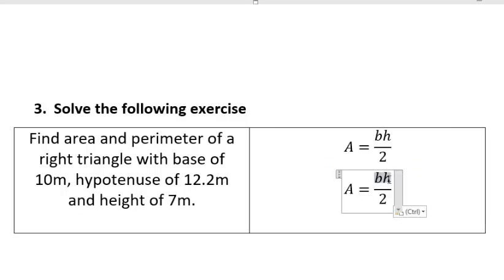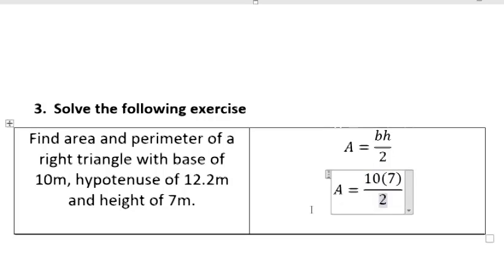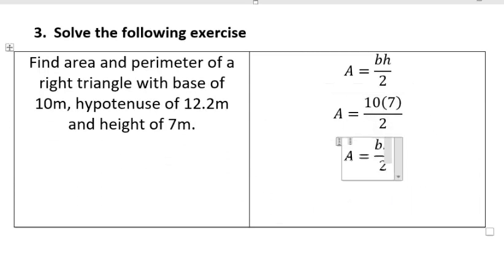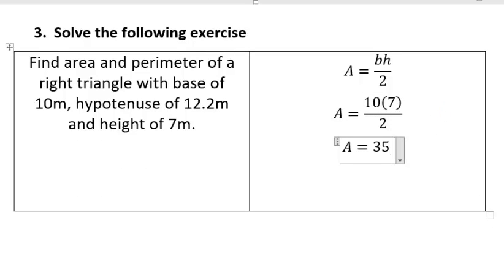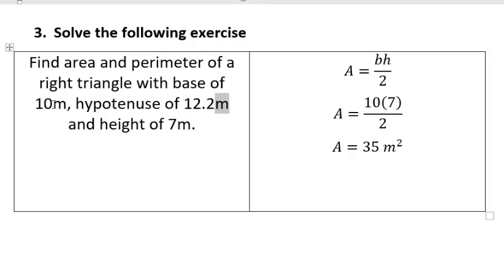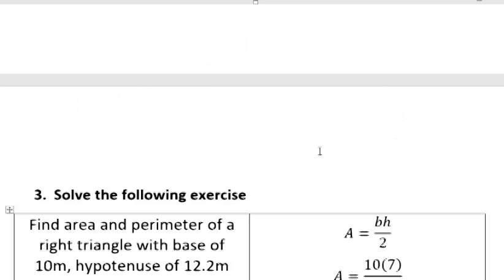The base in this case will be 10, and the height will be 7. So 10 times 7 divided by 2 will give me an answer of 35. 35 square meters. Remember that we put the units squared when we're finding area, and because the units of the exercise are meters, the answer is in meters too.